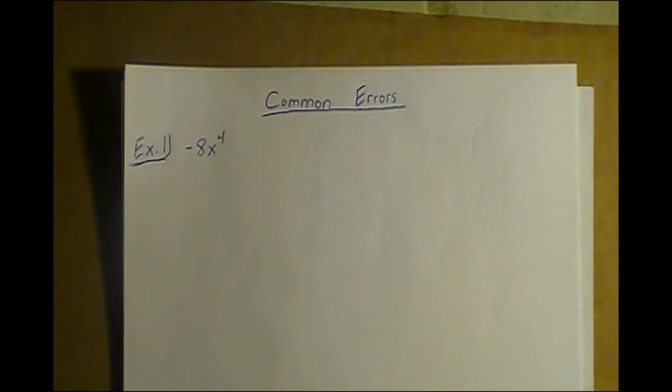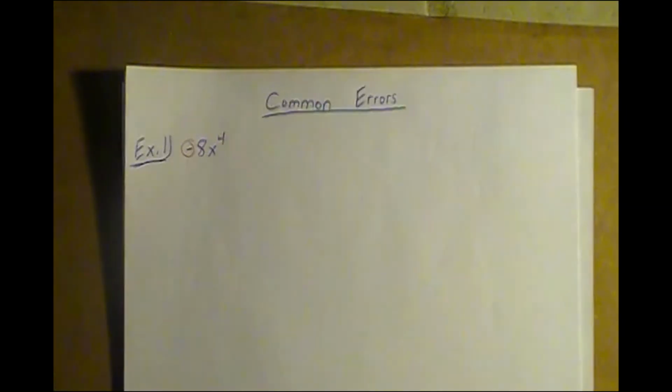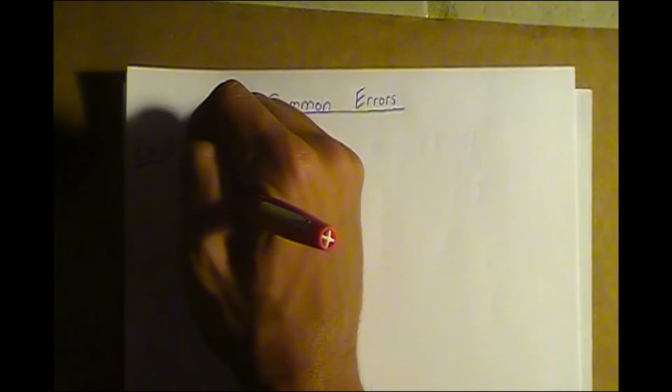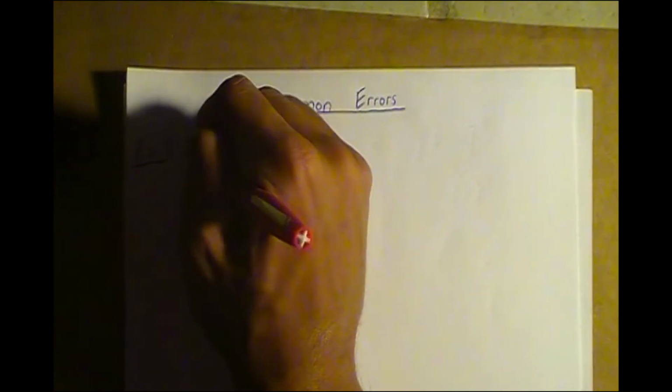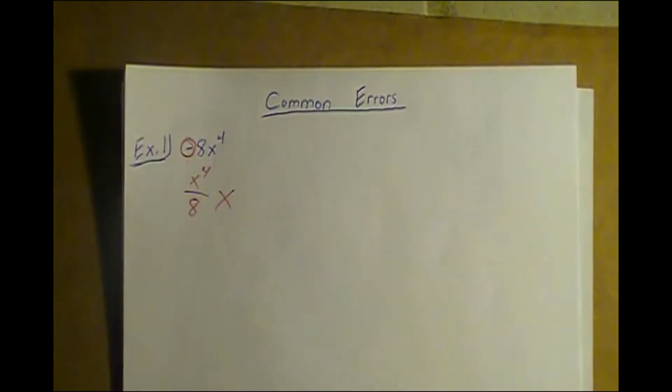Well, some kids overthink this negative. They think, oh, there's a negative, which means everything flips. So the x to the 4th stays on top, and the 8 flips to the bottom. There we go. No, this is incorrect.